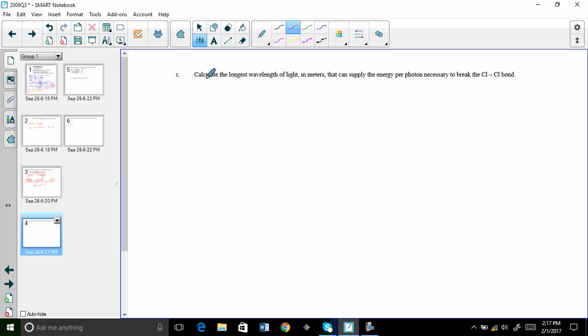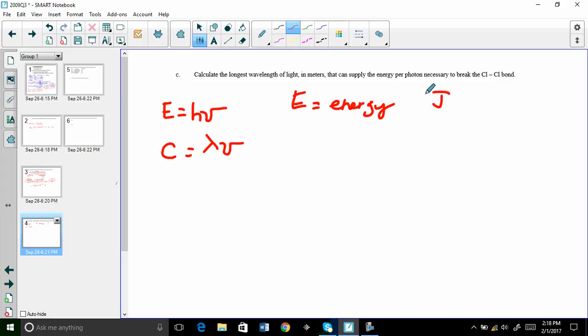Okay, now on here, calculate the longest wavelength of light that can supply the energy per photon necessary to break the bond. Now this is crazy. So what we're going to do is, here are the 2 equations on your formula sheet: E equals h nu and c equals lambda nu, and you have not done this for a long time. We will definitely review this. Remember, E means energy, and energy is measured in joules, and we know that number because that's what we just calculated.